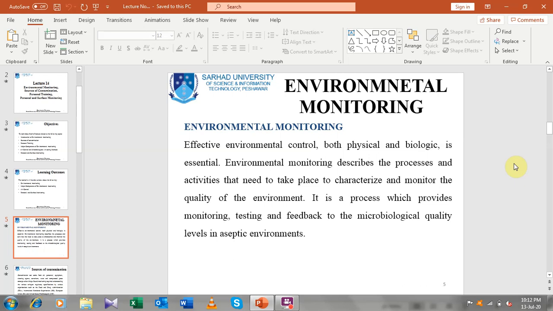Suppose I am interested in monitoring the environment. By this I mean the various processes and activities that are necessary to identify, characterize, and evaluate the quality of the environment which is under test or which is to be monitored. In simple words, we can say that environmental monitoring is a process which provides monitoring, testing, and feedback on the microbiological quality levels and the aseptic environment.